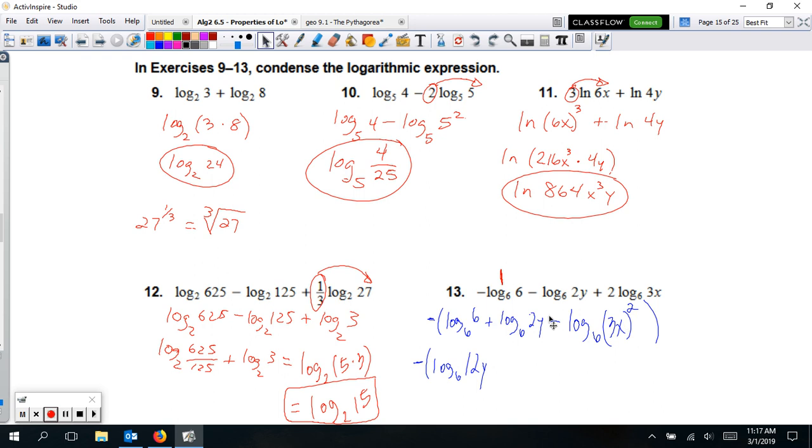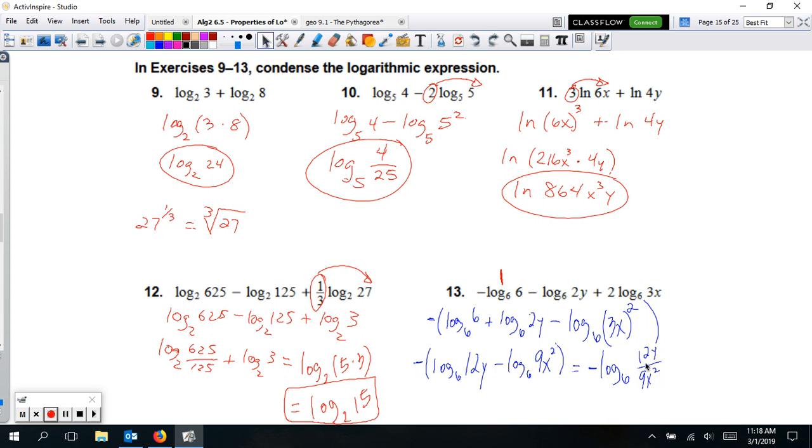But as we do that, we could figure out what 3x to the second power is, or do it later. So it just depends. I did it right now, so I just said 3 squared is 9, so 9x squared is what that is. And so now it's a subtraction, so now we're going to make this into a fraction inside of here. So 12y will be on the top, 9x squared will be on the bottom. So it's going to be negative log base 6 of this 12y on top, 9x squared on the bottom.